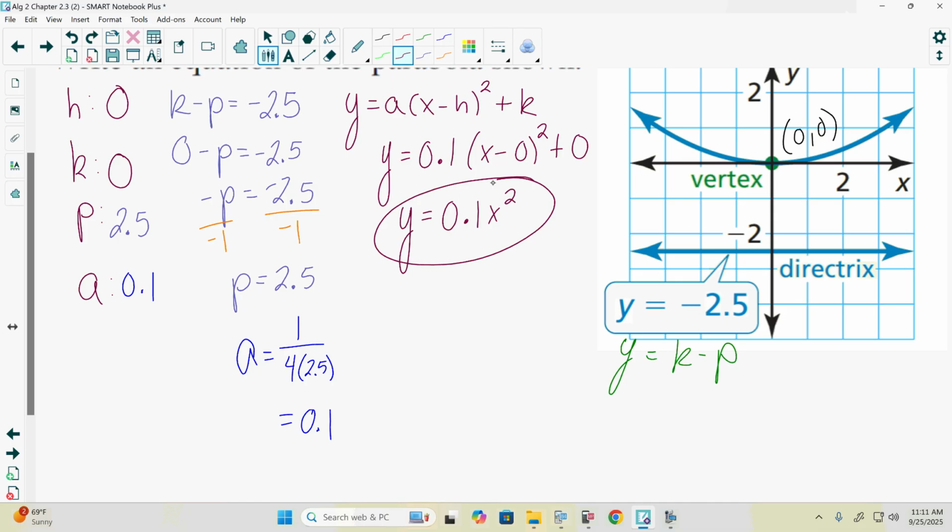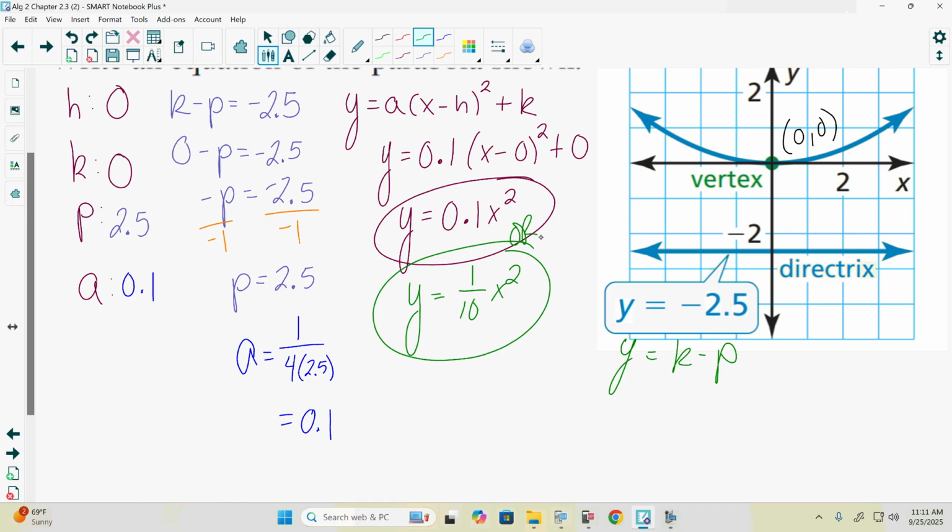So we get y equals 0.1 times x minus 0 squared plus 0, or y equals 0.1 x squared. Now, if you wanted to write this as a fraction, 0.1 is the same as 1/10. These are the same answer. With equations, we don't want to use mixed numbers, so if it was, say, 11/10, we wouldn't write it as 1 1/10. We'd write it as 11/10 or 1.1.